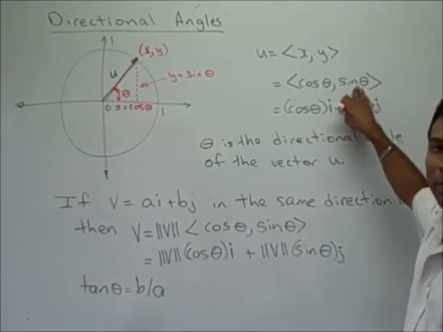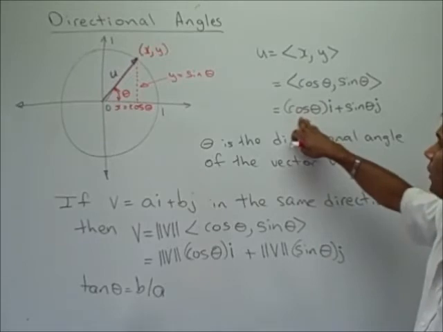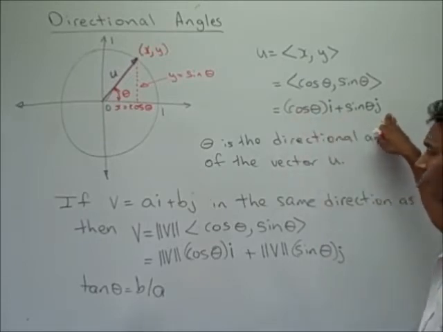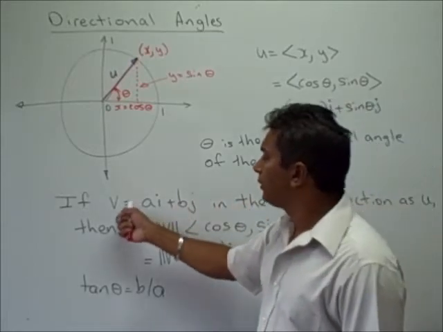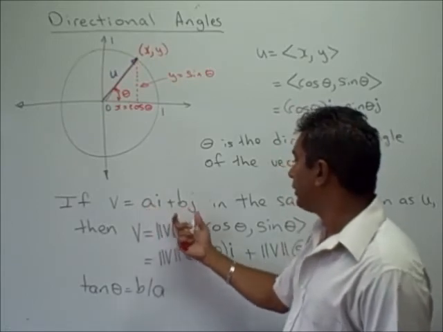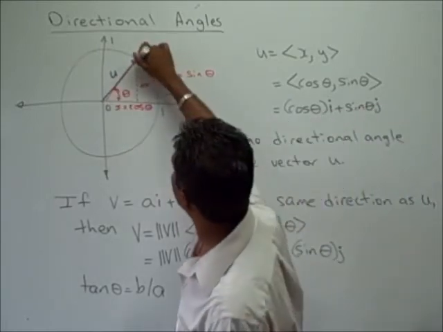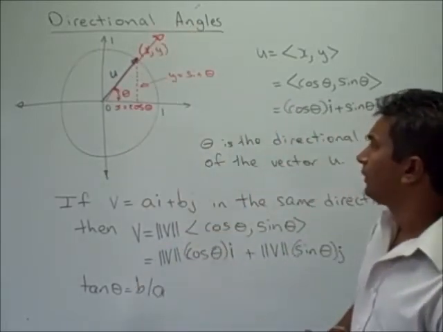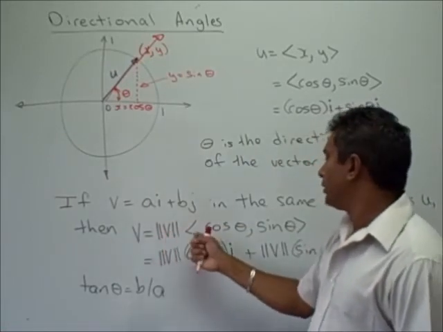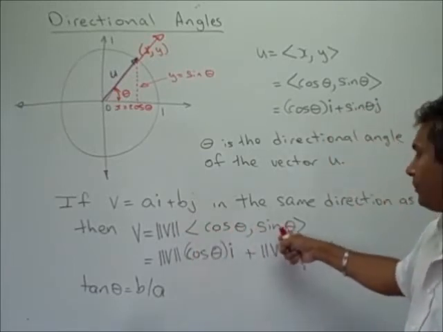An alternative would be to rewrite this as a linear combination of i and j. So now we have cosine theta times i plus sine theta times j. Now if we have a second vector v, which is also in a linear combination form of ai plus bj, and v is in the same direction as u, so here we probably have v going off in this direction, then v would be equal to the magnitude of v times the component form cosine theta, sine theta.